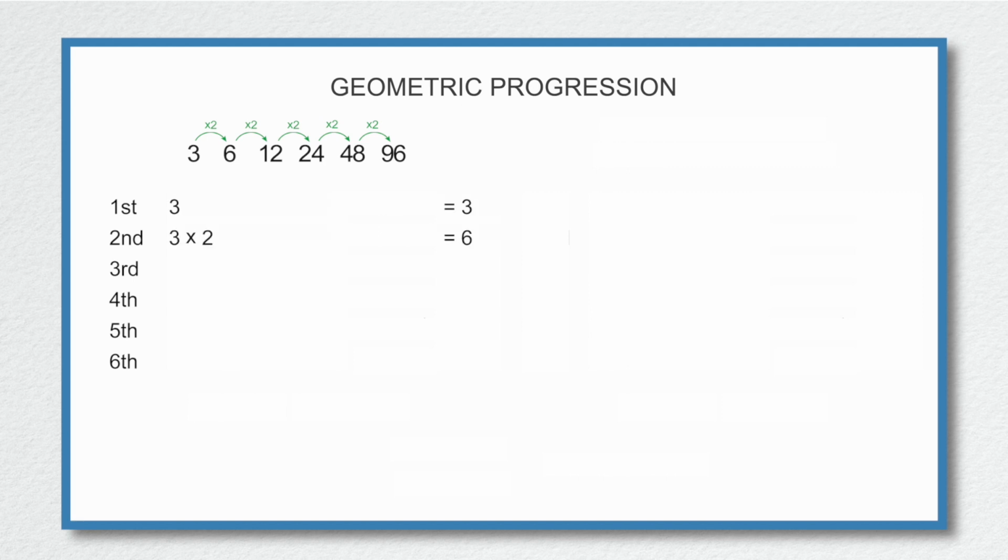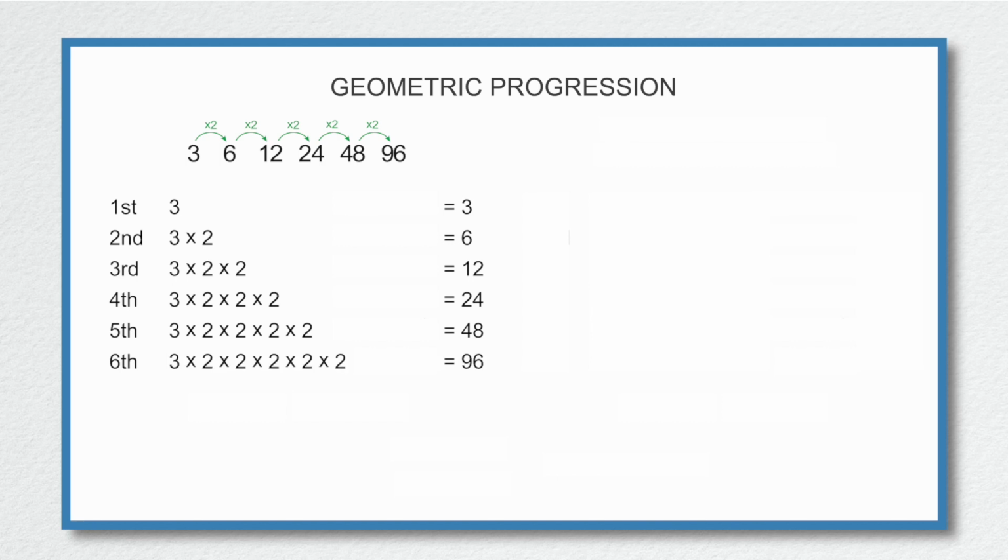Our second term is 3 multiplied by 2. Our third term is 3 multiplied by 2 multiplied by 2. The fourth term is 3 multiplied by 2 multiplied by 2 multiplied by 2. The fifth term is 3 multiplied by 2 multiplied by 2 multiplied by 2 multiplied by 2. And the sixth term is 3 multiplied by 2 multiplied by 2 multiplied by 2 multiplied by 2 multiplied by 2.